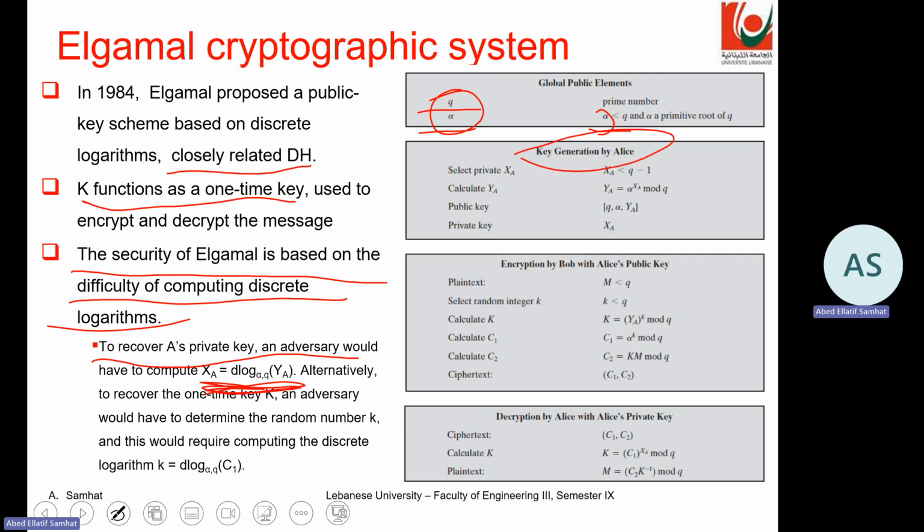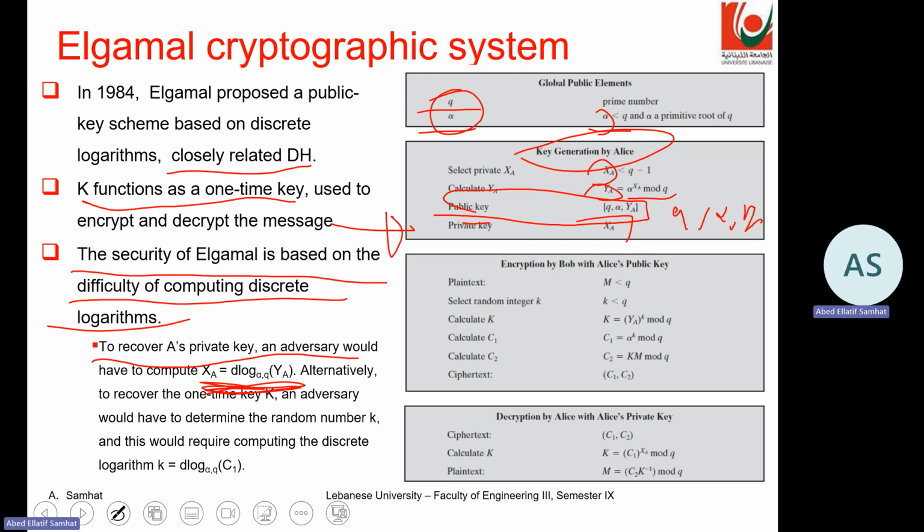And when Alice will generate the key, Alice will generate a secret key XA and will calculate YA equal alpha XA mod Q, similar to Diffie-Hellman. And here the public key will be Q, alpha, YA, and the private key is XA. Okay. Also, if Bob wants to encrypt a message and send this message to Alice, how will Bob use it? So as we said here, it's really close to Diffie-Hellman, but it's used to encrypt and decrypt a message.